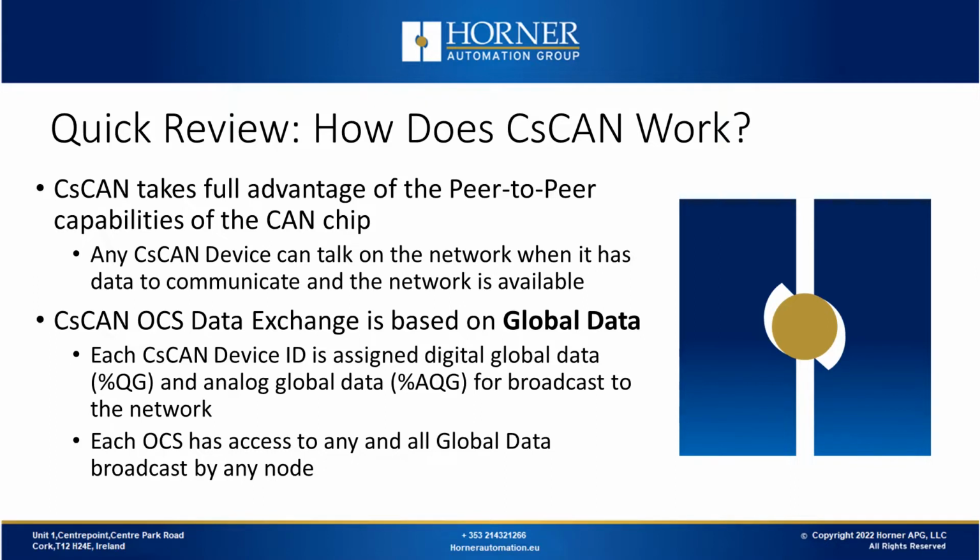The way Cscan handles exchanging data between OCS units is based on what's called global data. So each Cscan device ID is assigned global data, both digital, which is called QG, and analog, which is called AQG. So that node can then broadcast to the network. Every OCS on the network has access to all the global data broadcast by any node, and each node has a limited amount of data that they can broadcast to the network.